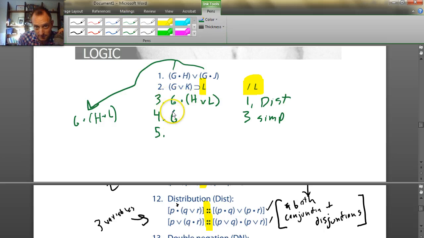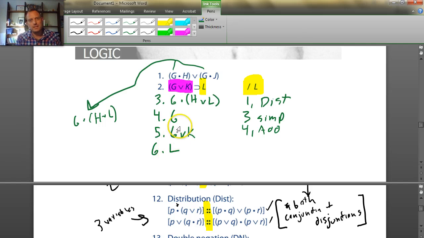So I simplified G. So now that I have G, let's just add K. Because remember, if I can get this thing, I can unlock the L and finish the problem. So let's just add it using the rule of addition. So that's G or K. That's line 4, addition. And now that I've added it, I can use the modus ponens and unlock L, which means line 6 is L. And that is lines 5 and 2, modus ponens, okay?